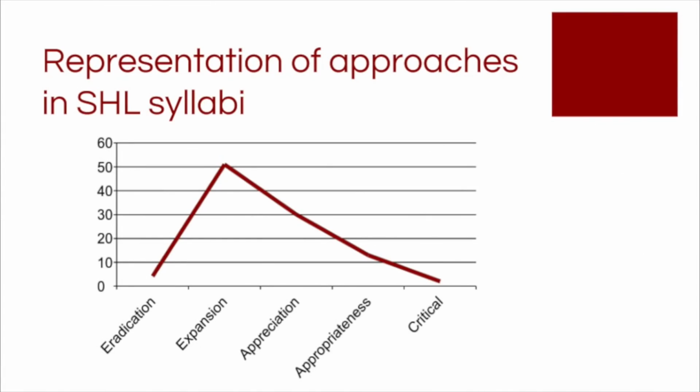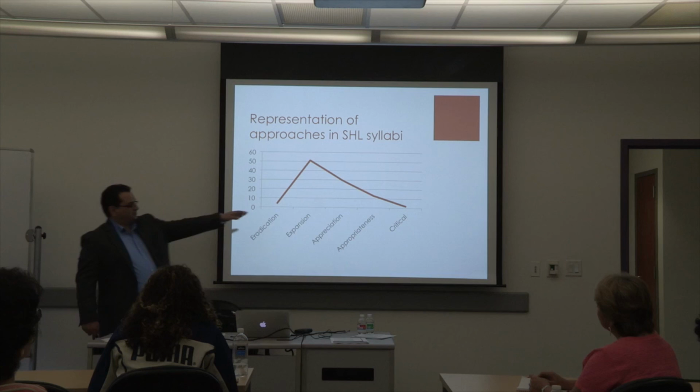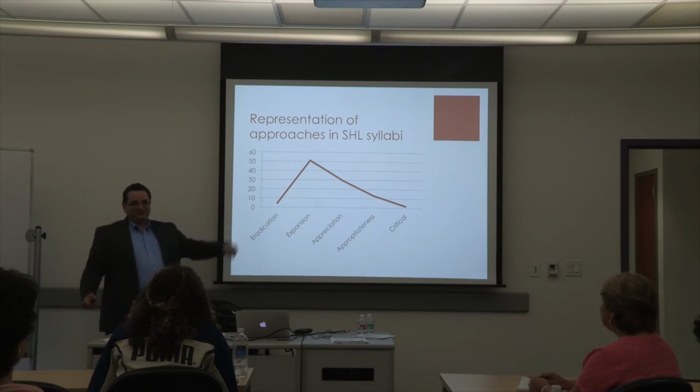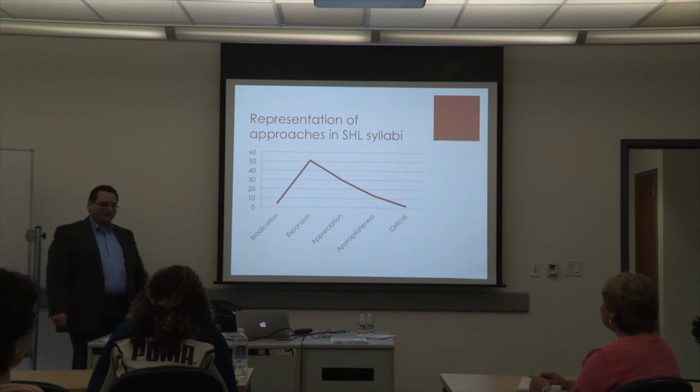This is the kind of bell curve. Most of them are actually expansion in Sarah's study. There's more eradication than there is critical, right? Which is surprising, but still more eradication.